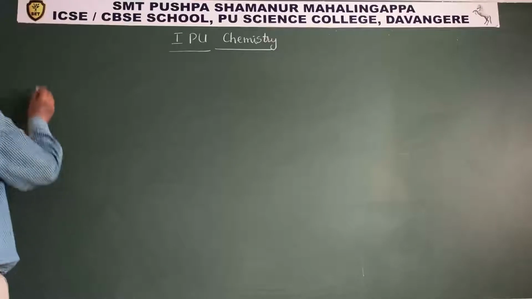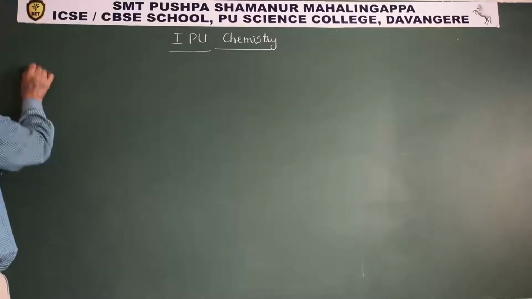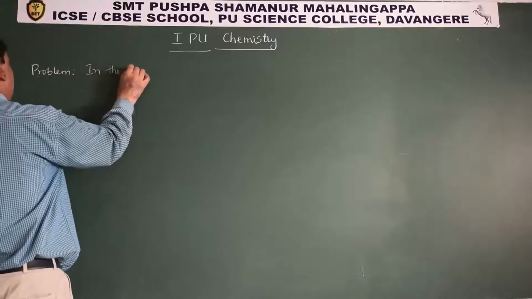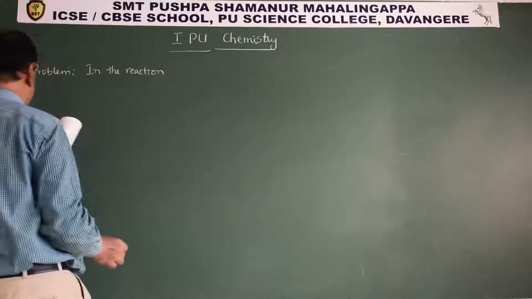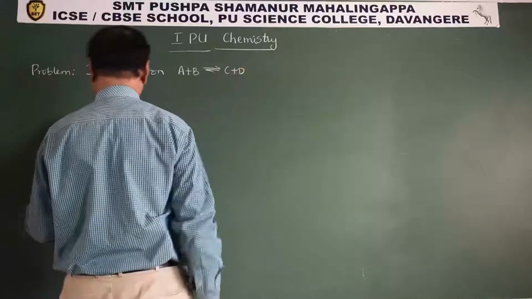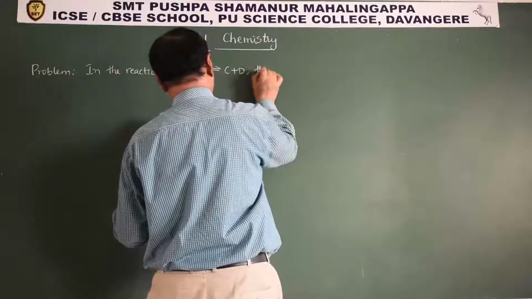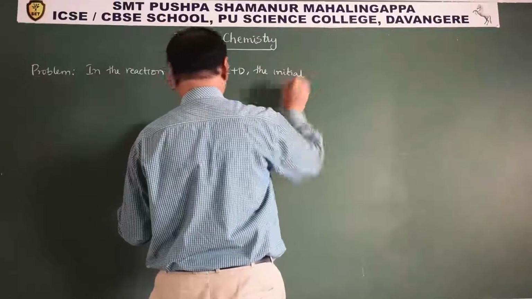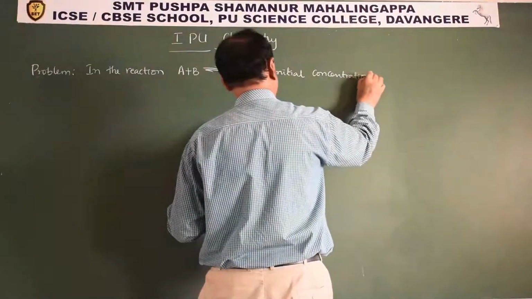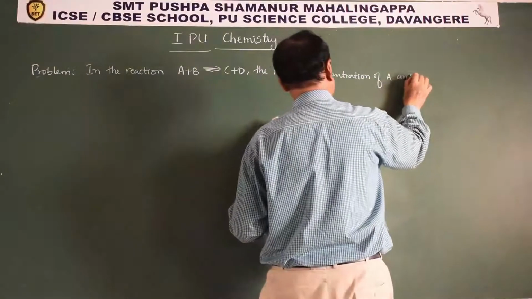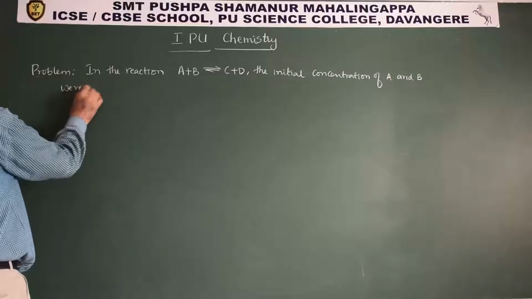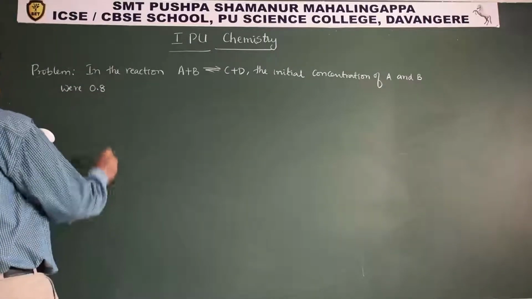In the reaction A plus B equilibrium with C plus D, the initial concentrations of A and B were 0.8 mole per liter each.